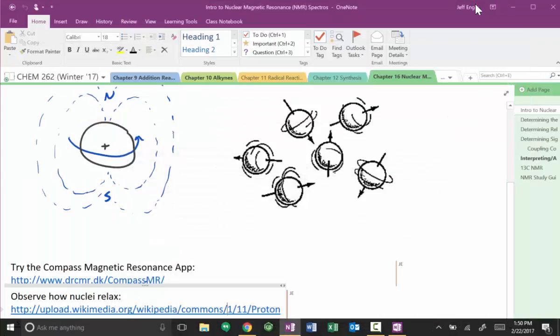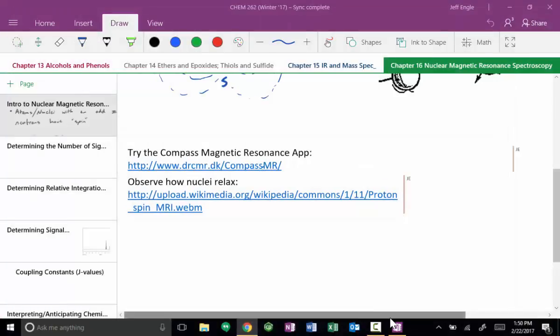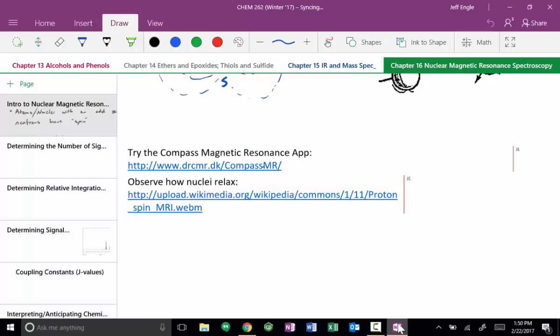So it's the same idea with MRI. We're just basically aligning all of your nuclei as a human being in a magnetic field and then using radio waves to knock those nuclei off axis. Then they'll spin around and whip back into the magnetic field, and we're observing how they relax back into the magnetic field.